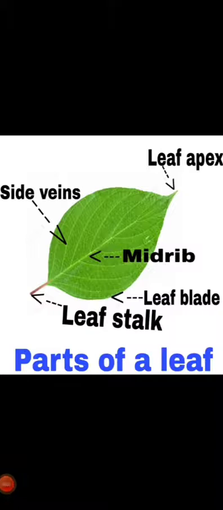Next part of the shoot system is leaf. Leaf consists of many parts. First part is leaf apex. The tip of the leaf is called the leaf apex. Next part is midrib. The main vein that runs down from the center of the leaf is called midrib. Leaf blade. The flat part of a leaf is called leaf blade. Leaf stalk. It attaches the leaf to the stem.